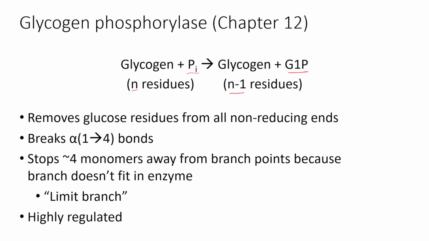Like we also mentioned, glycogen phosphorylase is going to break those alpha-1,4 glycosidic bonds that make those linear chains of glucose. However, glycogen phosphorylase actually stops about 4 monomers away from any branch point because the branch doesn't physically fit inside the enzyme. This is called the limit branch. We also discussed a lot in chapter 12 how glycogen phosphorylase itself is a highly regulated enzyme. And we'll talk more about that process towards the end of this lecture as well.